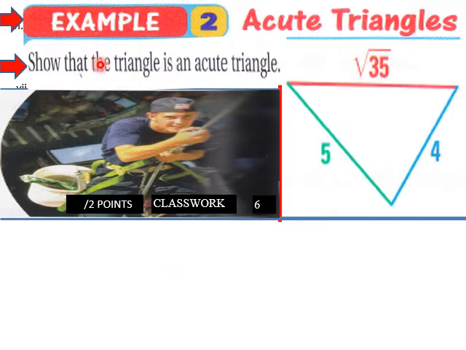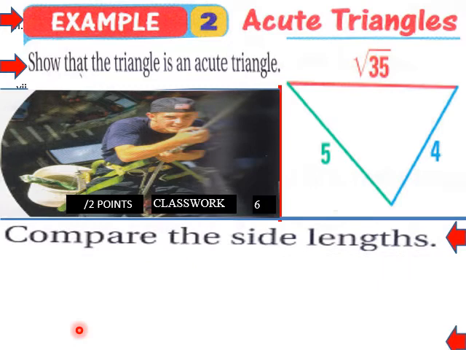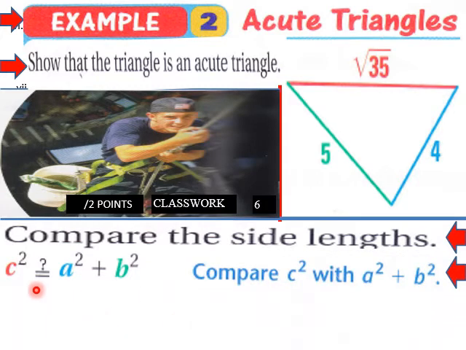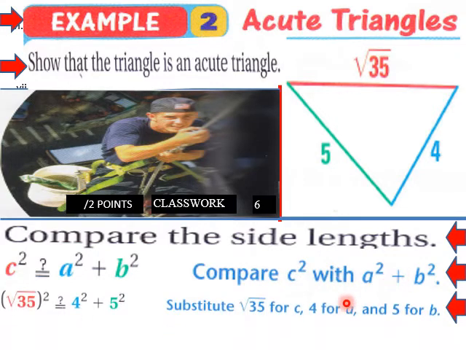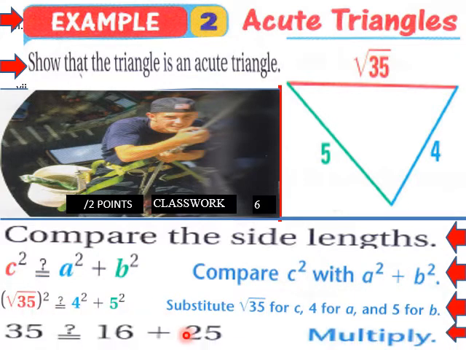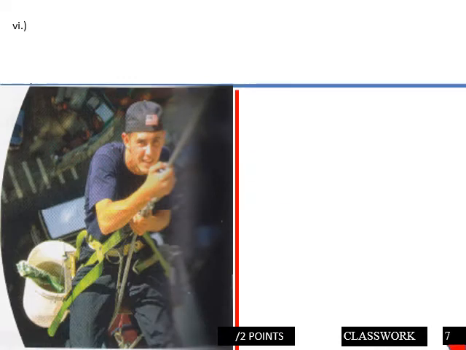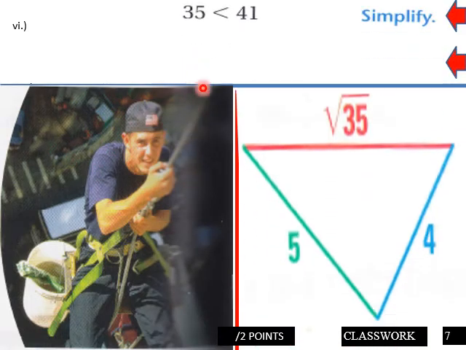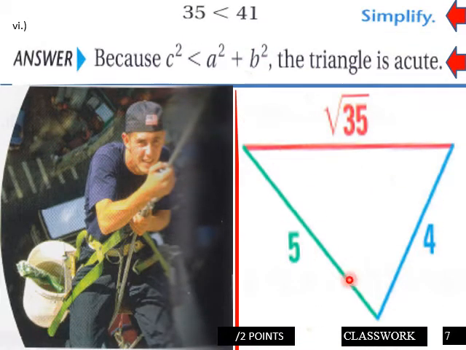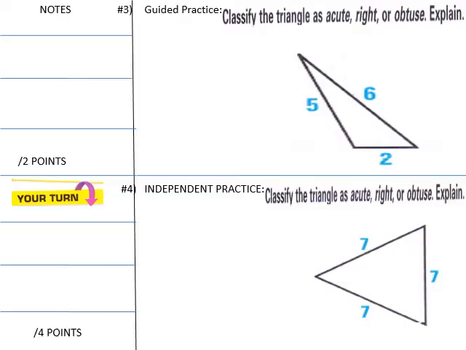Example 2, acute triangles. So the triangle is an acute triangle. So what are we going to do? Compare the side lengths. Compare C squared with A squared plus B squared. And we plug in here. We get 35. How does that relate to 16 plus 20? In this situation here, it's less than. So it means that this triangle is an acute triangle. Technically, this would be an acute triangle because of these side measurements.